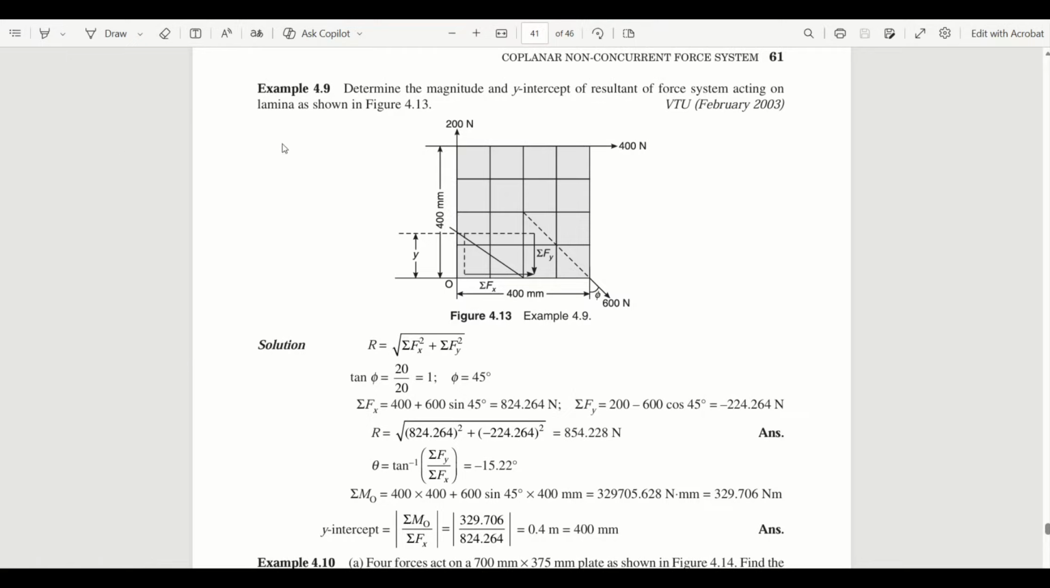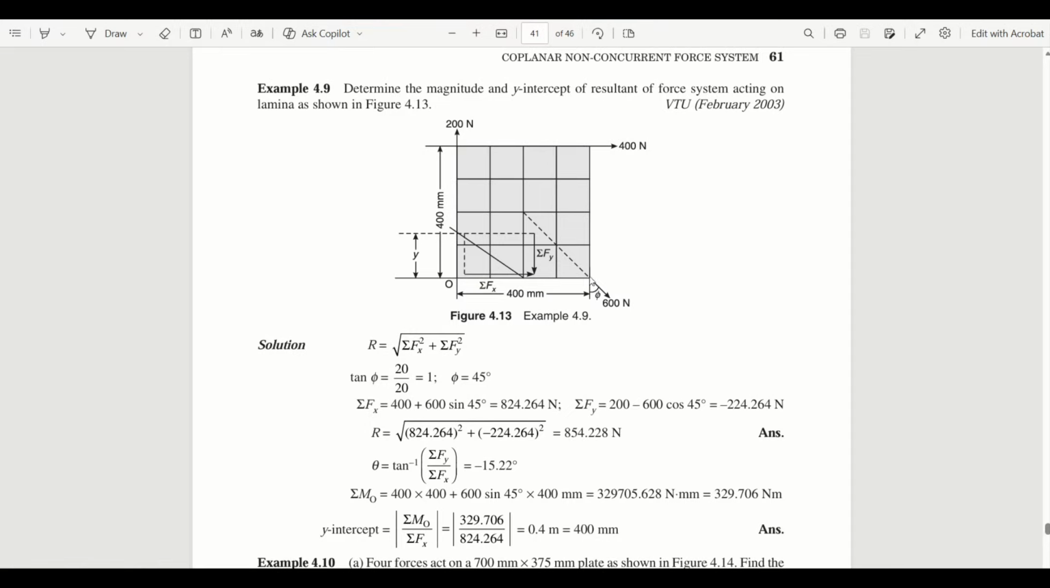Today we will discuss this problem. It states: determine the magnitude and y-intercept of the resultant of the force system acting on a lamina as shown in the figure. So we have to find the magnitude and y-intercept for this force system. We have a vertical force, a horizontal force and an inclined force. Three forces are given in this figure and we have to find the y-intercept.